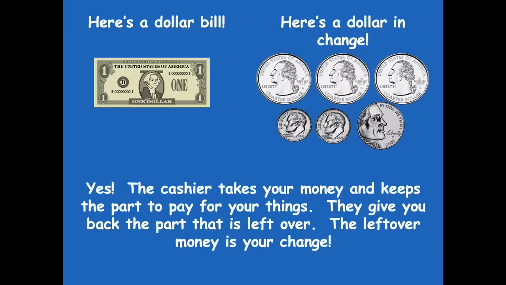So yes, the cashier takes your money and keeps the part to pay for your things. They give you back the part that is left over. The leftover money is your change, right? So think about that just like when you go shopping.